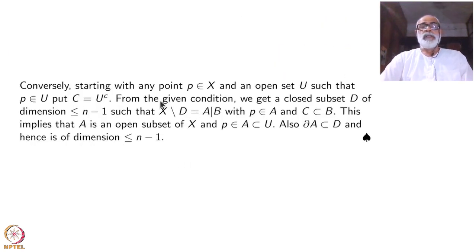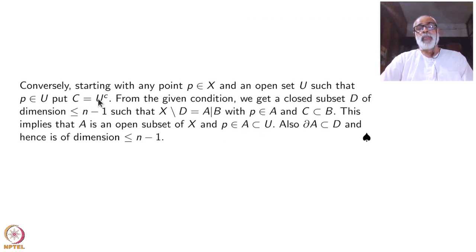Conversely, starting with any point P in X and an open subset U such that P is inside U, put C equal to the complement of U this time. So C is a closed subset and P is outside it. From the given condition, we get a closed subset D of dimension less than or equal to n minus 1 such that X minus D is separated, a separation A, B, with P inside A and C inside B. This implies A is an open subset of X, because D is a closed subset. So A is open inside X minus D and X minus D is open inside X. So A is an open subset of X. P is inside A. A is contained inside U.